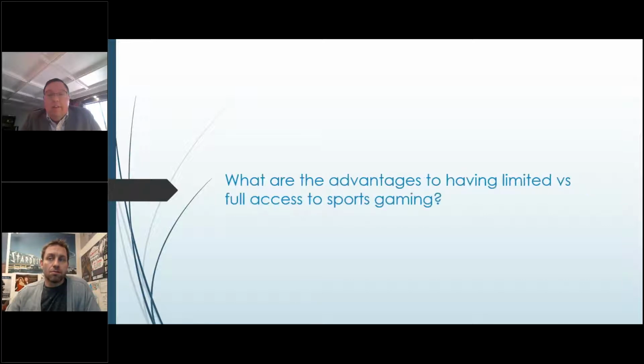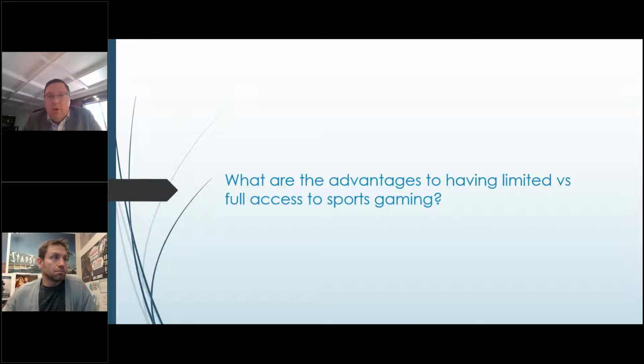Well, in terms of realizing the full capacity of the market, I don't think there's much advantage to limiting. I think that if states are looking to maximize their own tax receipts, then you want to tap into really the full market there, and to do that you try to facilitate gaming in every way possible.